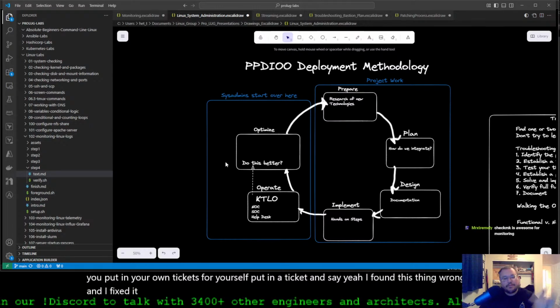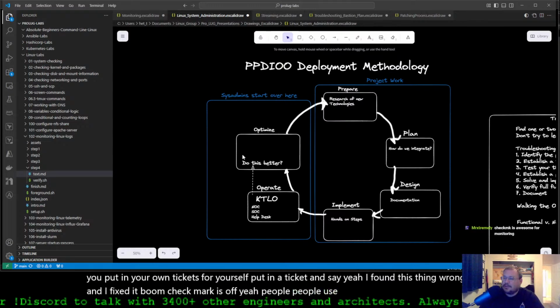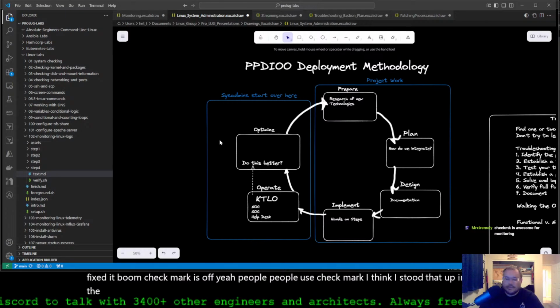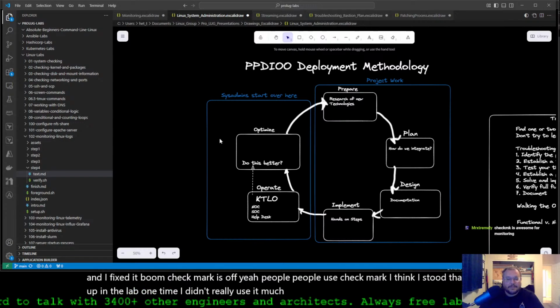Checkmark is awesome. Yeah, people use Checkmarx. I think I stood that up in the lab one time. I didn't really use it much, but we stood it up in the lab to play with it.